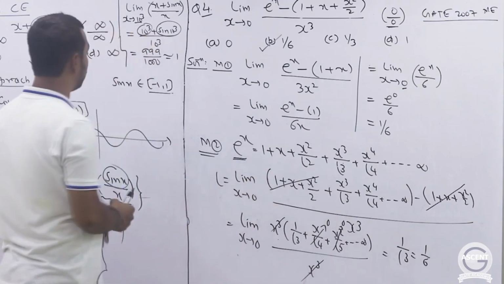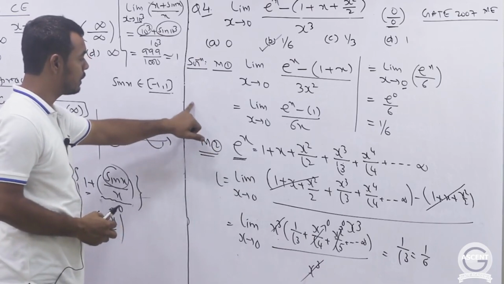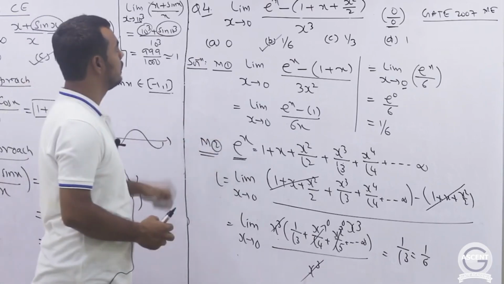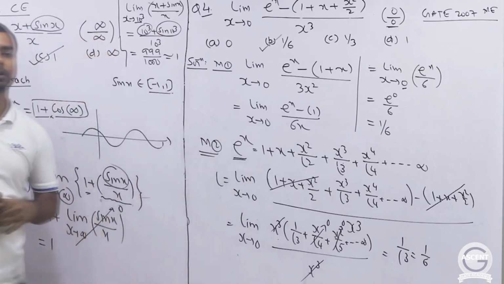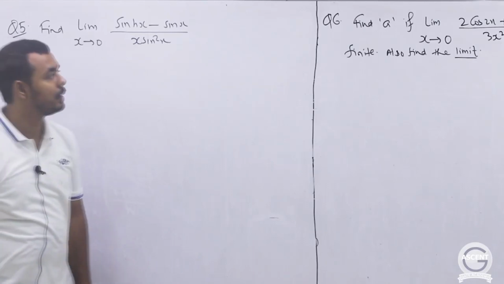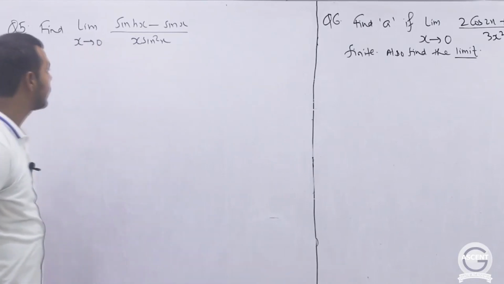So this was our fourth problem on our first three indeterminate forms. We'll take some more problems based on these concepts. Now we have these two problems. These are very good problems.